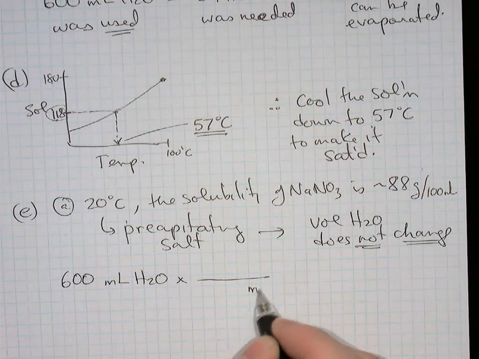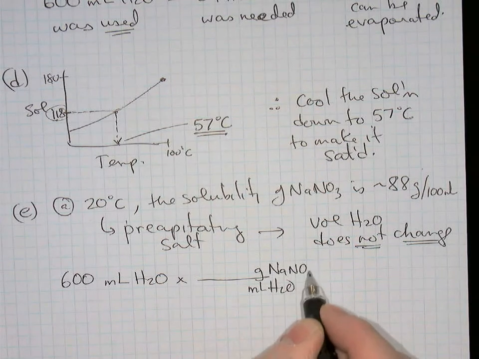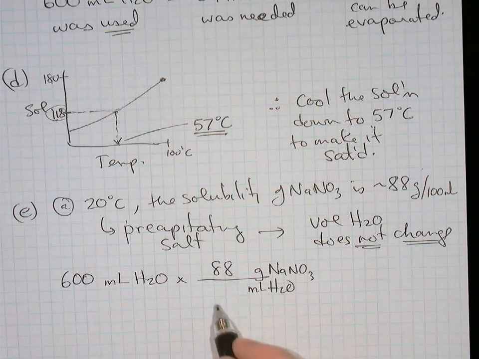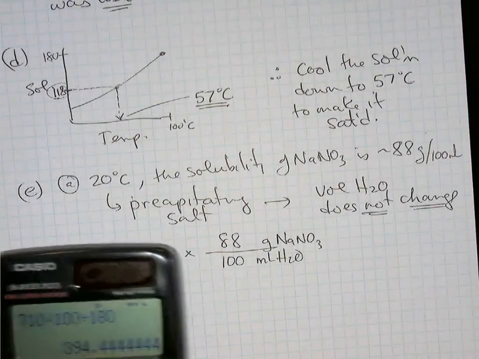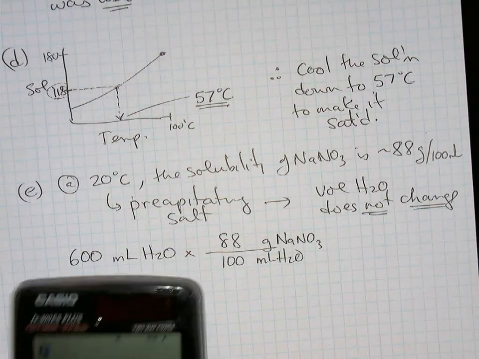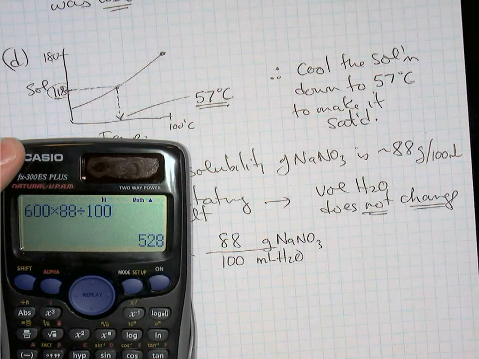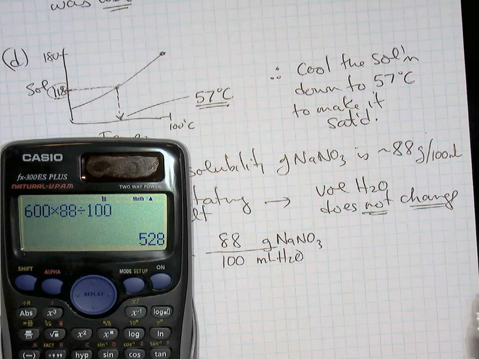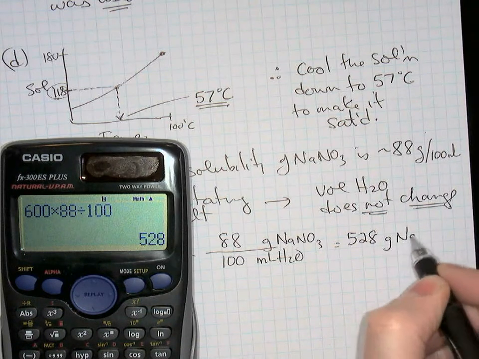So we're going to get rid of the mils of water and put in the grams of sodium nitrate. And think what it is I'm finding here. At the lower temperature, 88 grams for every 100 mils of water is what we just saw. What exactly is this going to represent? So let's take a look. 600 times 88 and divide by 100. I'm going to keep one extra digit here. If you want to round it off and say 5.3 times 10 to the 2, that's fine. I'm just going to say 528 grams of sodium nitrate.